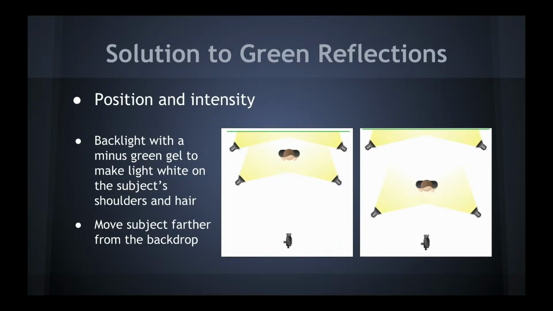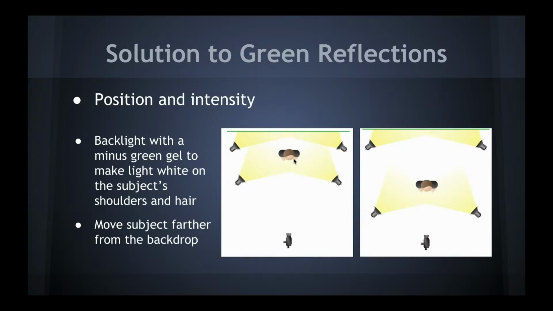So in this case, the backlight with a minus green gel makes the light white on the subject's shoulder and hair. The idea there is that you're going to get rid of the green that would be included as part of the key when you're pulling it, and move your subject further from the backdrop. In this case right here, the light is hitting the green screen, and it's going to spill all over the shoulders of this person.